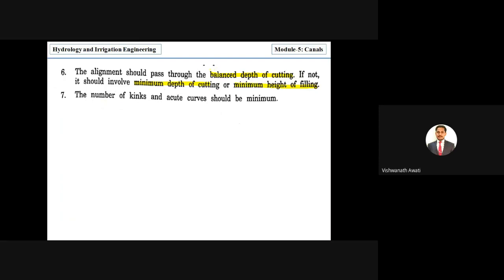Here, the number of kinks and acute curves should be minimum. So sudden changes in the alignment of the canal are avoided. Acute curves mean a sharp change in the alignment of the canal.